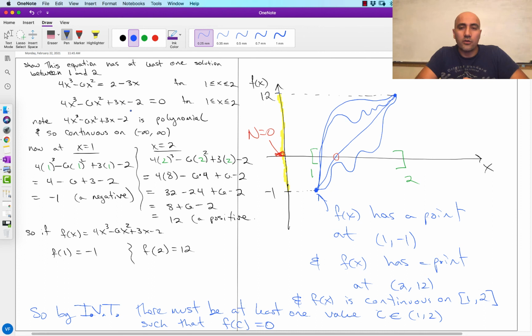We know it's continuous on all real numbers. And so if we can find a place where the function output is positive and then another place where the function output is negative, then we know that there must be at least one place between them where the output is going to be equal to exactly zero. So we're going to use that a lot in the next couple of chapters.